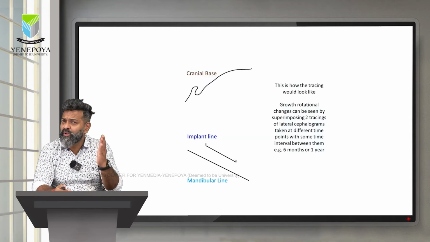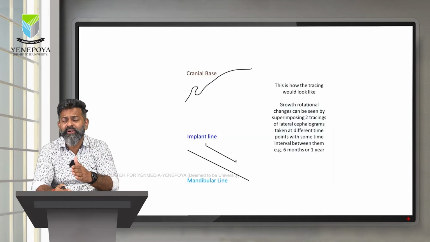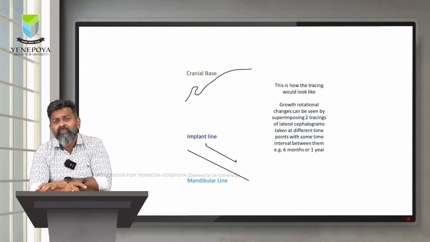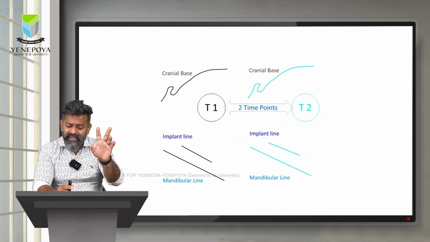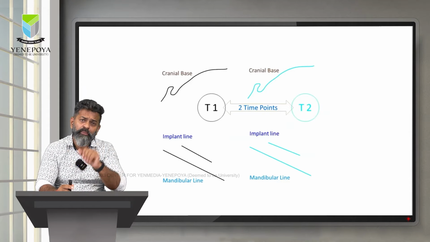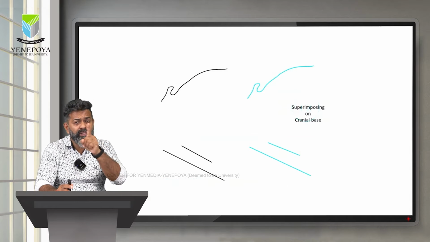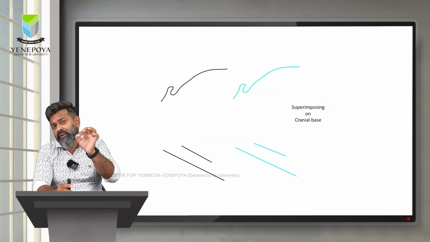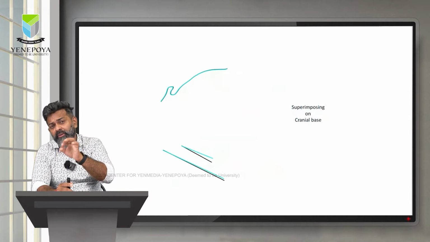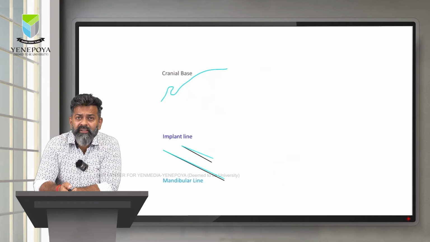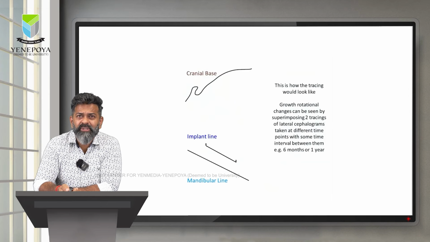There are many authors, not only Bjork: Profit, Hudson, Bjork, they all did studies on the same aspect. When radiographs were taken at two different time intervals, the black lines indicate the initial or pre-growth tracing, where the blue one indicates the radiograph repeated after 6 months or 1 year after the initial one.